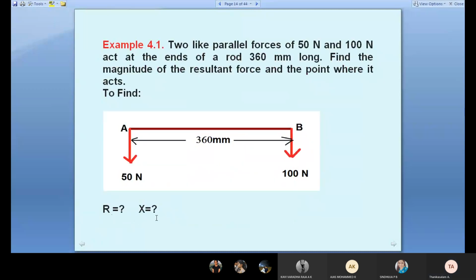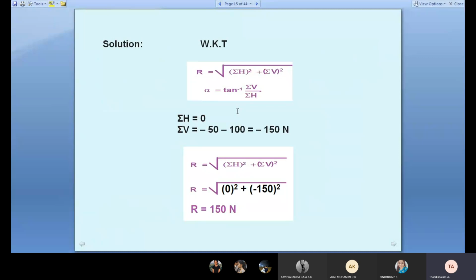So the first aim is over; they asked what the resultant is. Then they asked where the resultant lies on this rod, the point where it acts. So we know Varignon's theorem. What is Varignon's theorem? Resultant force moment equals summation of individual force moments. We are applying Varignon's theorem, or the law of moments.